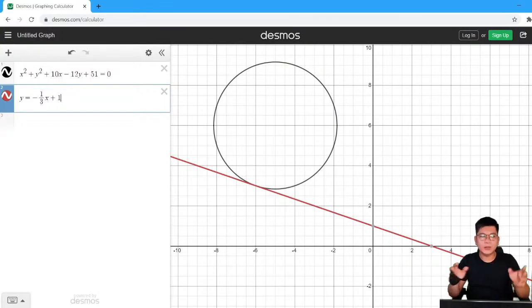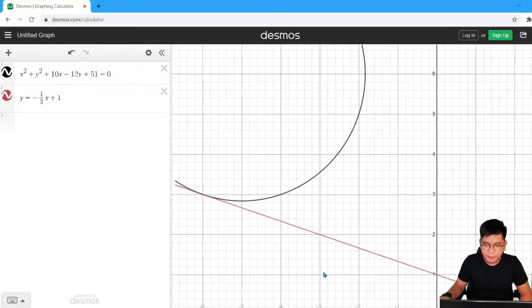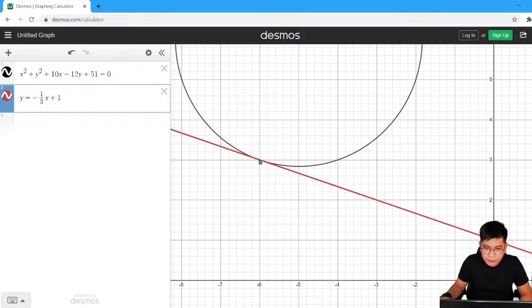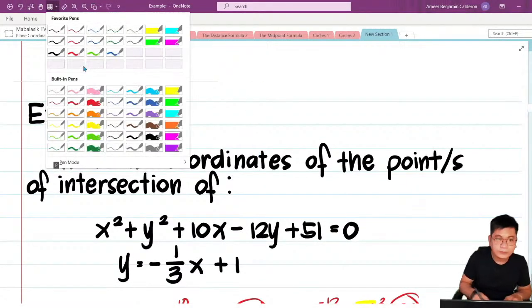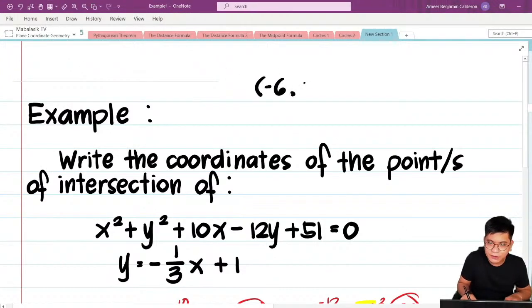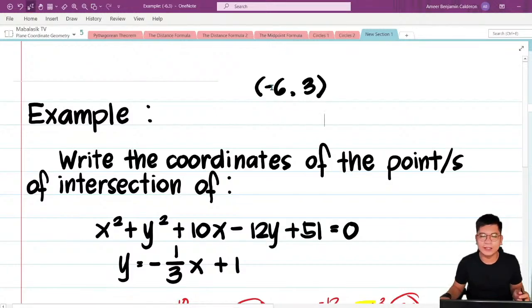So, in our third example, we do not have a second line. We have a tangent line. So, we are just after one point of intersection. What is that point of intersection? Hindi ko makita. Hindi ko maklik. So, that's negative 6, positive 3. Yun, nakita ko na eh. Negative 6, positive 3. So, the point of intersection is negative 6, positive 3. One point of intersection lang. That is the answer of our graphing calculator.